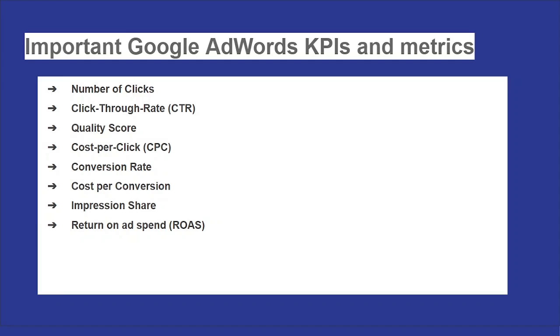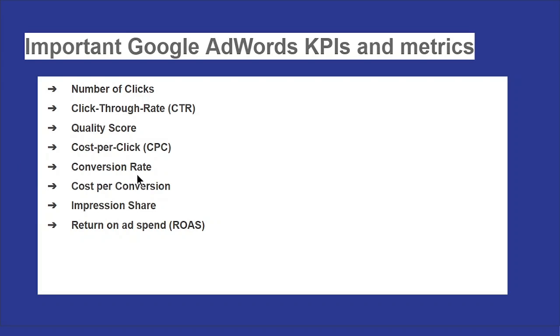Google Ads operates on a pay-per-click basis. That is, advertisers pay each time a user clicks on their ad, and tracking this KPI is therefore essential as it makes sure your advertising budget isn't overspent or misused.